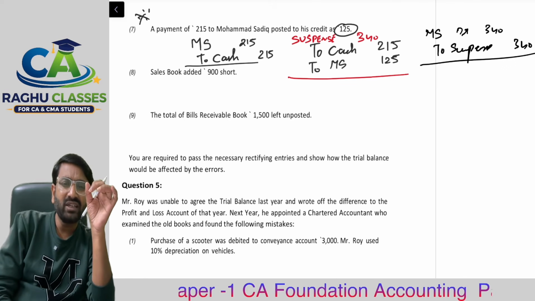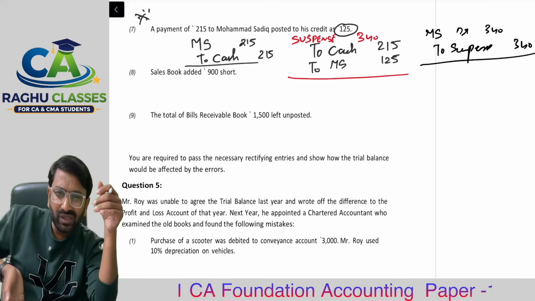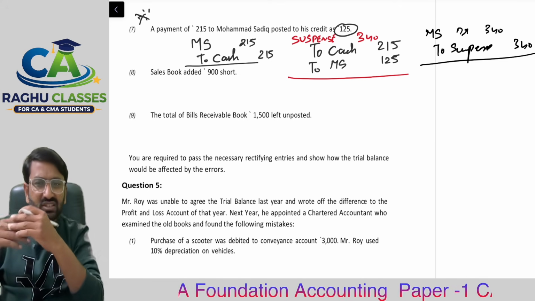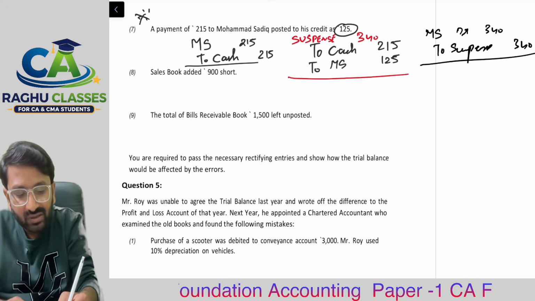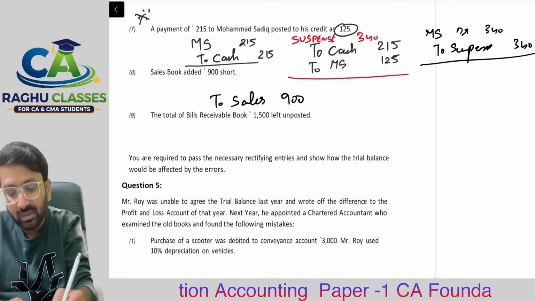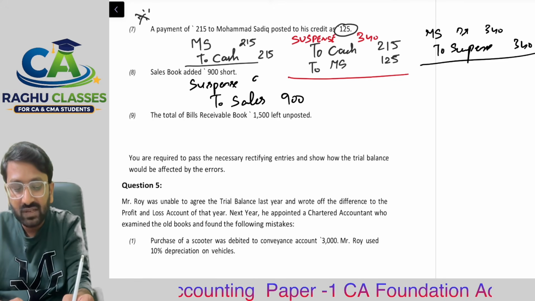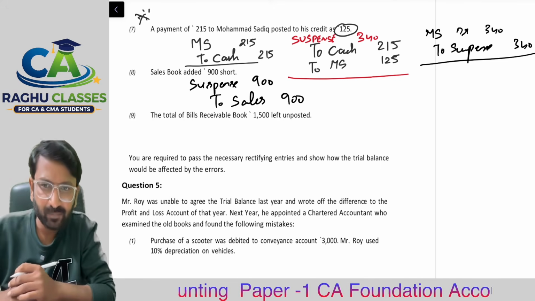Sales book added short. So it's an undercasting error. Sales has gone down. Now you want to increase your sales. Sales is an income, credit balance. And how do you increase that? Credit once again. So I'm going to credit sales of 900 and debit will be suspense account. So rectification entry will be suspense account debit to sales.